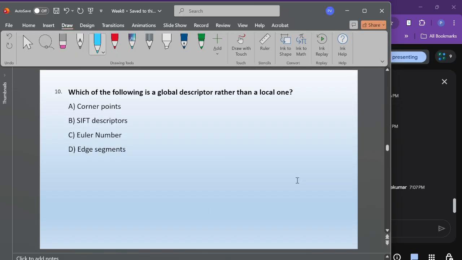So now moving to our next question. Our next question is, which of the following is a global descriptor rather than a local one? Option A is corner points. Option B, SIFT descriptors. Option C is Euler number, or option D is edge segments. So which of the following is a global descriptor rather than a local one?